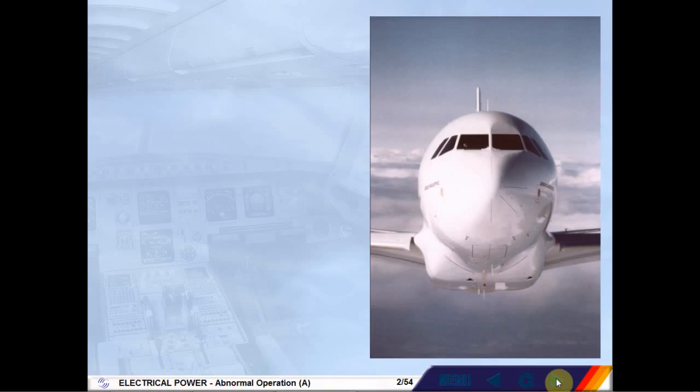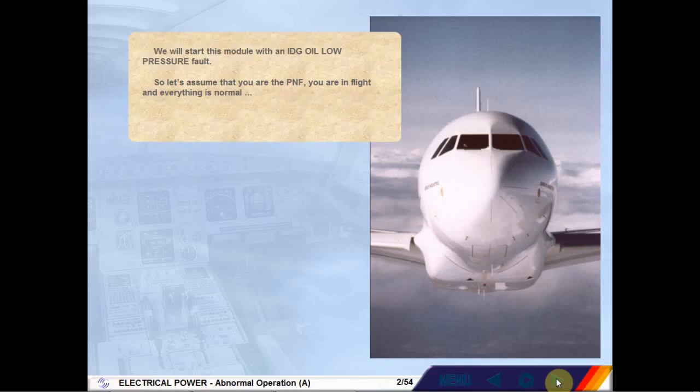We'll start this module with an IDG oil low pressure fault. So, let's assume that you are the pilot non-flying. You are in flight and everything is normal. Click on the forward arrow to activate the failure.